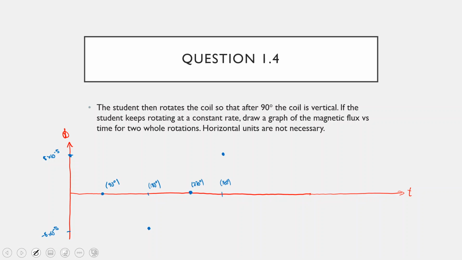Okay, and then you start again. So after another 90 degrees, your flux is 0. After another 90 degrees, your flux is maximum, but in the opposite direction. After another 90 degrees, your flux is 0 again. And after another 90 degrees, you get back to where you started.